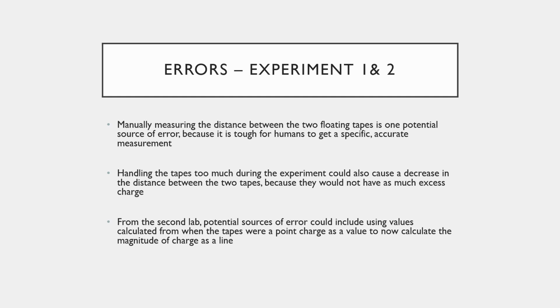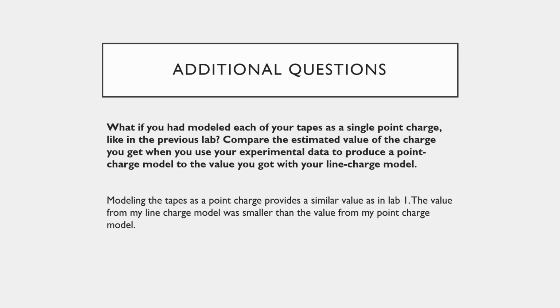As for errors in the experiments: manually measuring the distance between the 2 floating tapes is one potential source of error from experiment 1, as well as handling the tapes too much during the experiment, which could cause a decrease in the distance between the 2 tapes. And then from the second lab, potential sources of error could include using the values calculated from when the tapes were a point charge to now calculate the magnitude of the charge as a line.